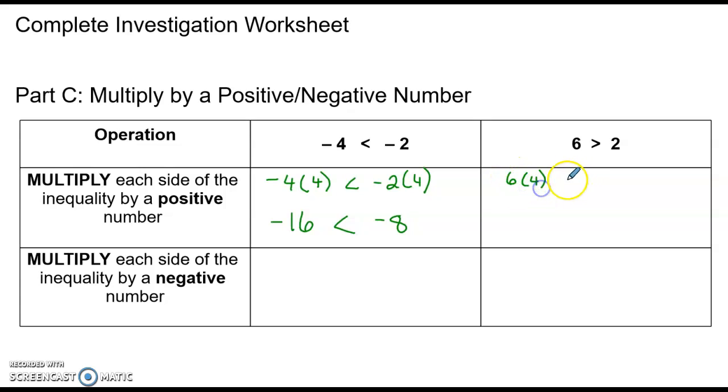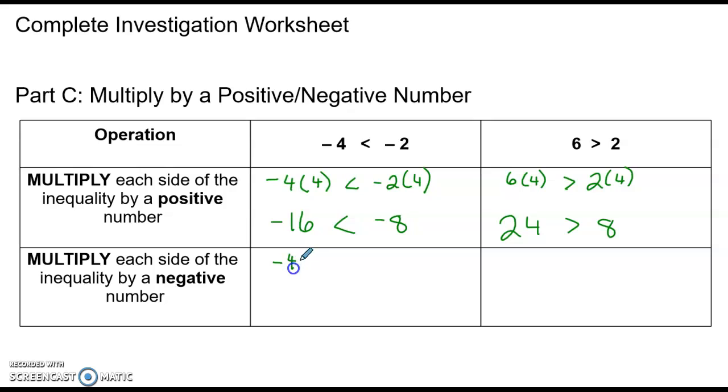Let's multiply my other inequality by +4 as well. 6 times 4 is 24, 2 times 4 is 8, and 24 is greater than 8. So that one also holds true. What happens when I multiply each side of the inequality by a negative number, however?